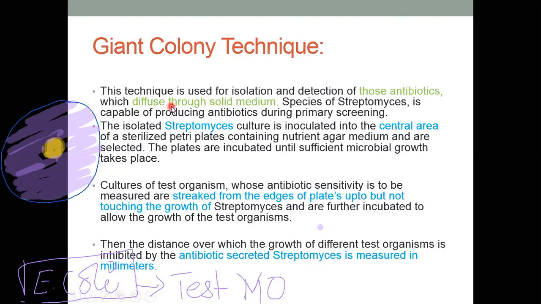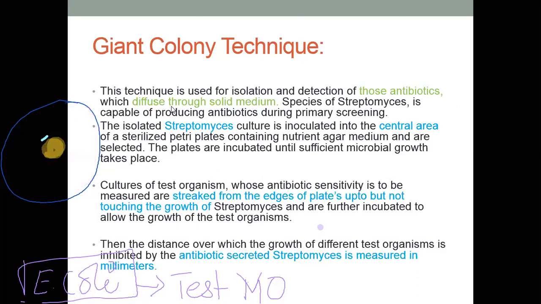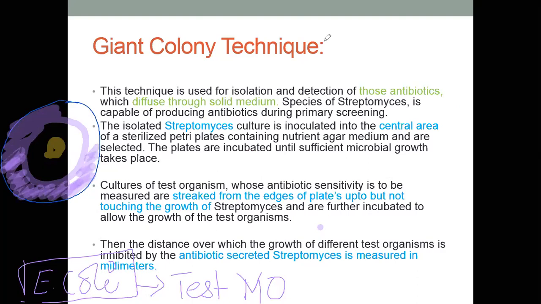So how would this zone of inhibition appear? Zone of inhibition should appear something like this. So there is this big zone of inhibition, and this is your streaking of the test organism here. And this big zone, you already know about antibiotic sensitivity. So this big zone can be measured.